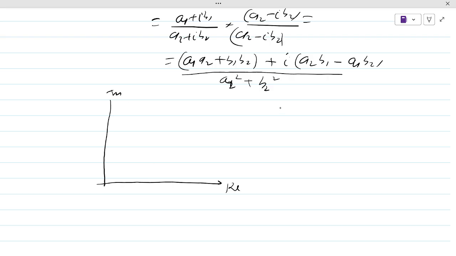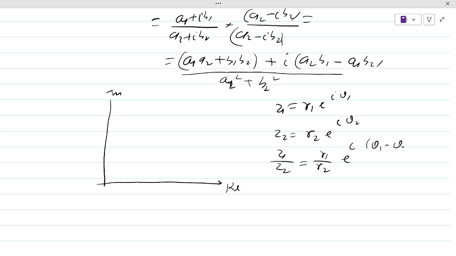Somewhere z1, so let's say z1 is r1 e to the power i theta 1, and z2 is r2 e to the power i theta 2. So what is z1 upon z2? The modulus will be r1 by r2, and for z1 by z2 we will see e to the power i (theta 1 minus theta 2). Interestingly, the argument of z1 by z2 is theta 1 minus theta 2.